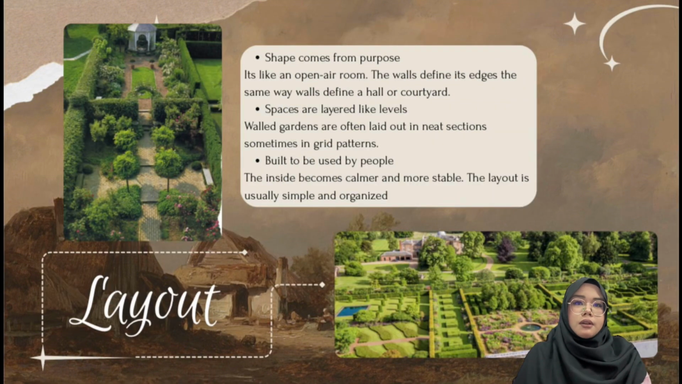The next is layout. For layout, the shape comes from purpose. It is like an open air room. The wall defines its edges the same way walls define a hall or courtyard. The spaces are layered like levels. Walled gardens are often laid out in neat sections, sometimes in a grid pattern. And lastly, it is built to be used by people. The inside becomes calmer and more stable for people to use, and the layout is usually simple and organized.